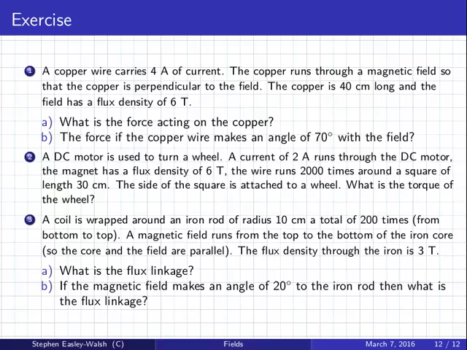A copper wire carries 4 amps of current, and the copper runs through a magnetic field so that the copper is perpendicular to the field. It's 40 centimeters long and there's a flux density of 6 Tesla. How big is the force? So what formula is this? It's just BIL, isn't it?